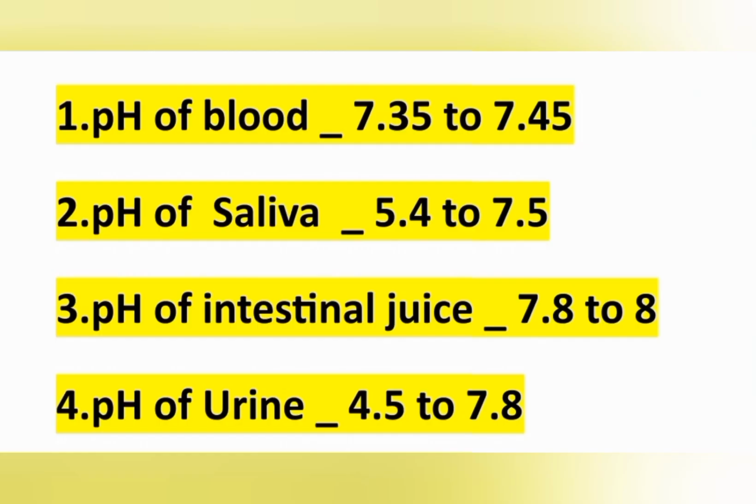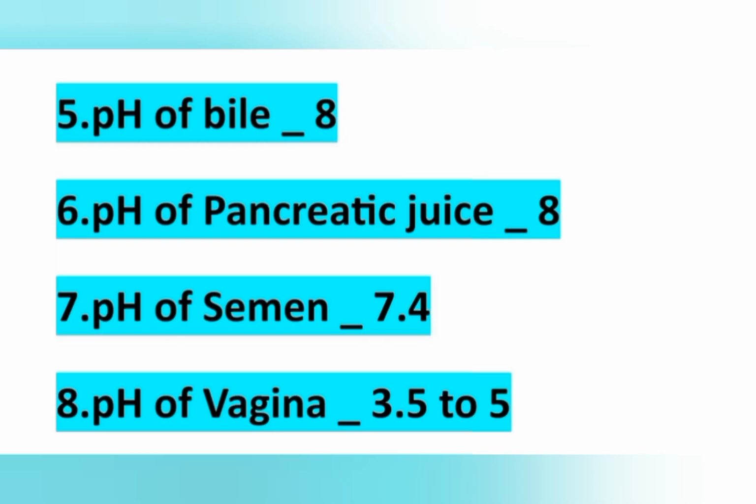And next we can see the pH of various body fluids. pH of blood is 7.35 to 7.45, pH of saliva is 5.4 to 7.5, and the pH of intestinal juice is 7.8 to 8. The pH of urine is 4.5 to 7.8.